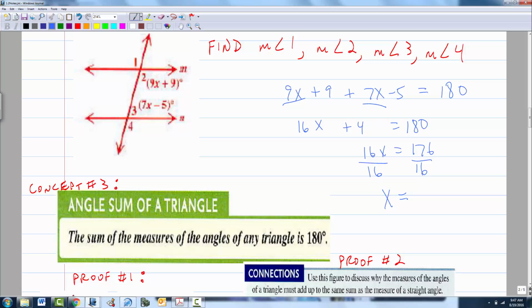I really shouldn't have to teach this at this stage of your mathematical careers. But what's 176 divided by 16? I don't know that one. 11? Did you do that in your head? That's impressive. Most impressive.